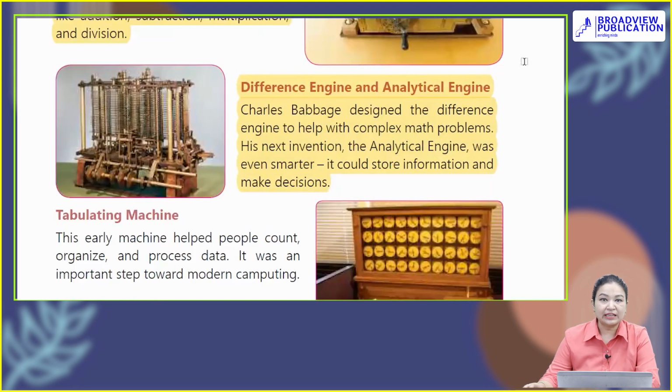Now the difference engine and analytical engine. Charles Babbage designed the difference engine to help with complex math problems. His next invention, the analytical engine, was even smarter. It could store information and make decisions. So as you all know, Charles Babbage is known as the father of the modern computer because he designed a machine or device so that a complex problem can be solved through it. So this was the difference and analytical engine.